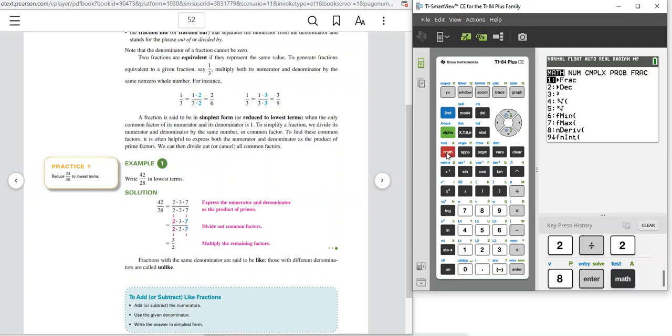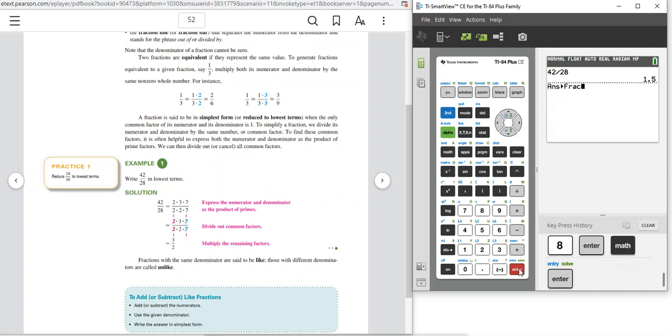We can do math, convert to a fraction. Okay, it's already there. So we're going to hit enter and enter. And we get 3/2. Okay. So that's one thing that your calculator will do with fractions.